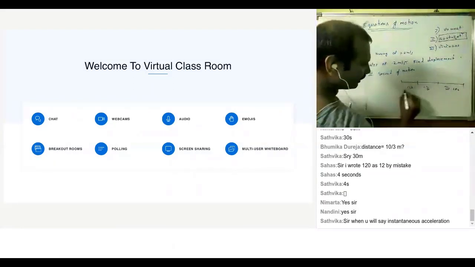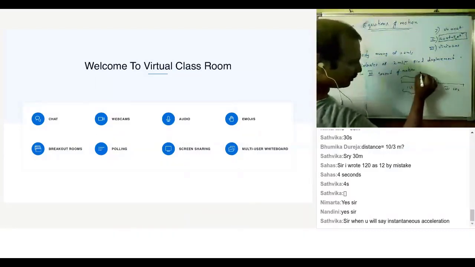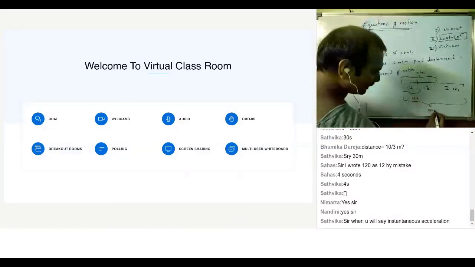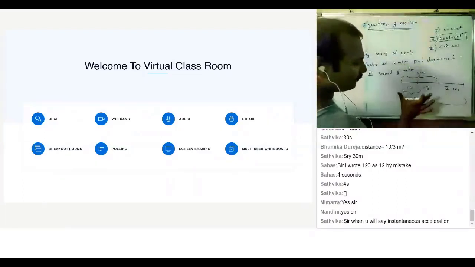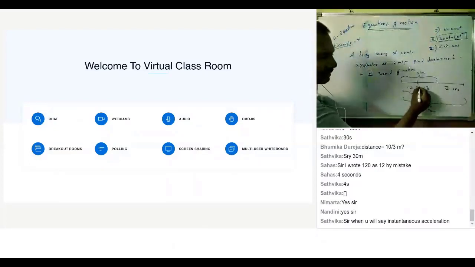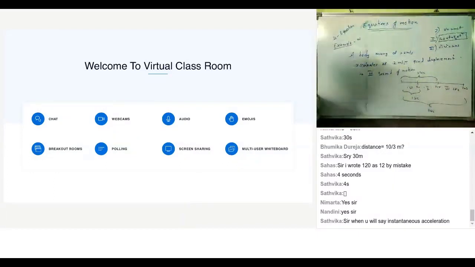Right? Now, this distance it is covering in 1 second. This distance it is covering in 2 seconds. And this distance it is covering in 3 seconds. I hope you understand the difference between 3 seconds and third second. 3 seconds is total from 0 to 3. Third second is only from 2 to 3. So this is t equal to 1 second, t equal to 2 seconds, t equal to 3. I hope it is clear.